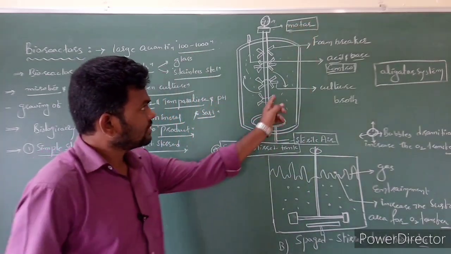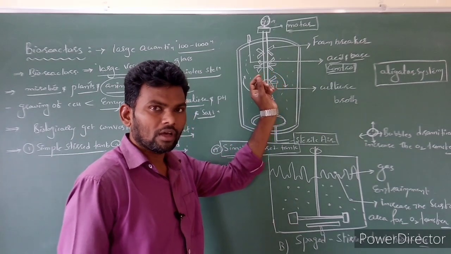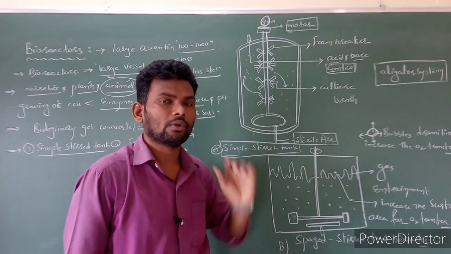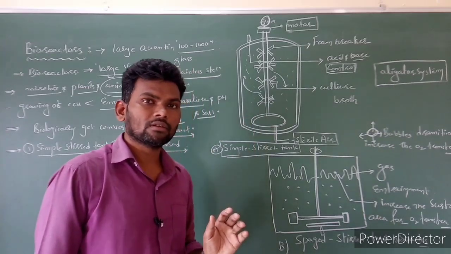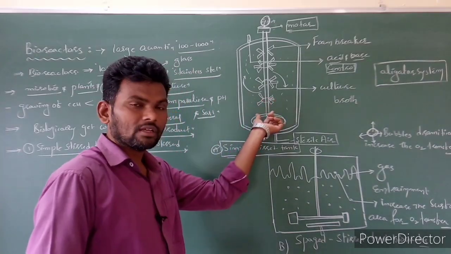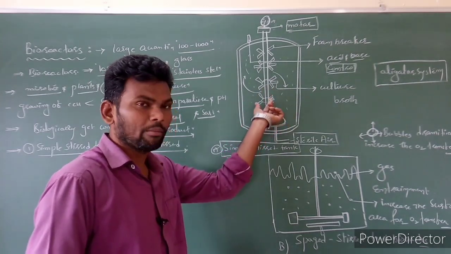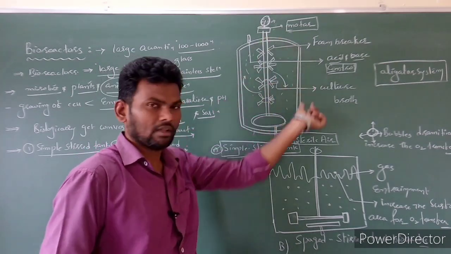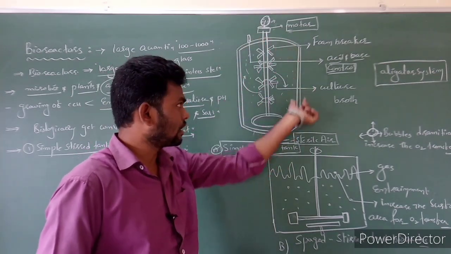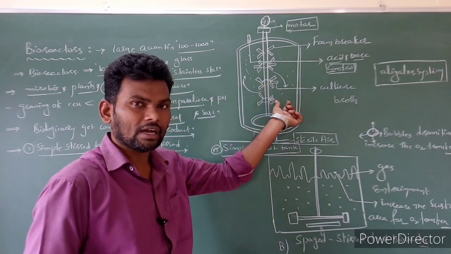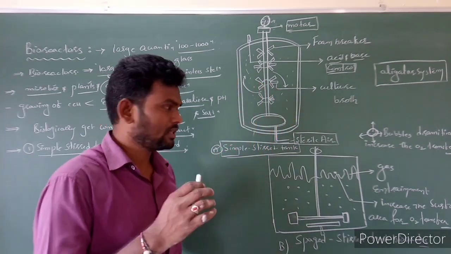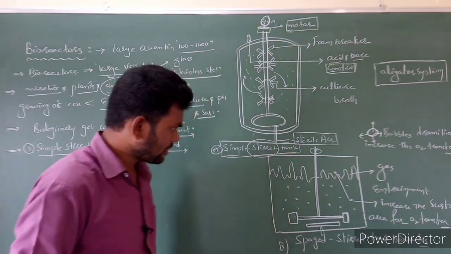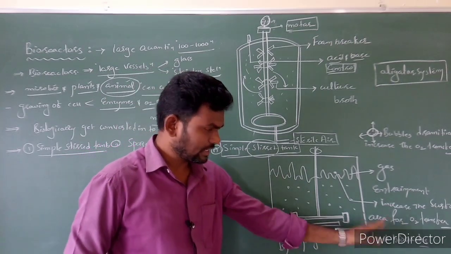Clear? Here the blades move from right to left, with clockwise as well as anti-clockwise rotation. When the medium is moved, the medium containing minerals, vitamins as well as oxygen is supplied throughout the vessel, so the cells can gain and use this oxygen as well as compounds. That is the main purpose of stirring. Okay, the second one is the same actually, the sparged stirred tank.